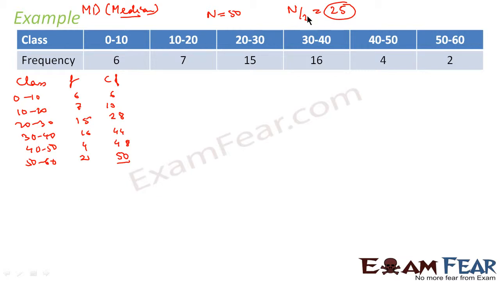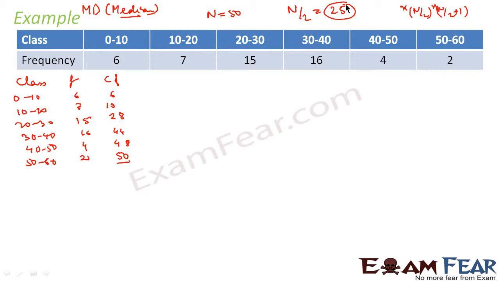Please note, when we have to find the mean, if N is an even number like 50, we used to find N by 2 and N by 2 plus 1, and then find the values of those terms, x at N by 2 and x at N by 2 plus 1, and then take the mean. But in this case, for the median, irrespective of whether N is even or odd, we don't care, we just find N by 2.